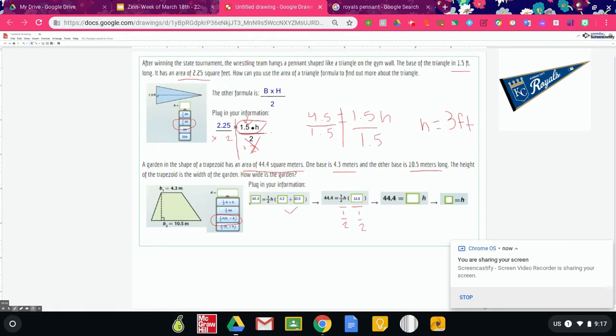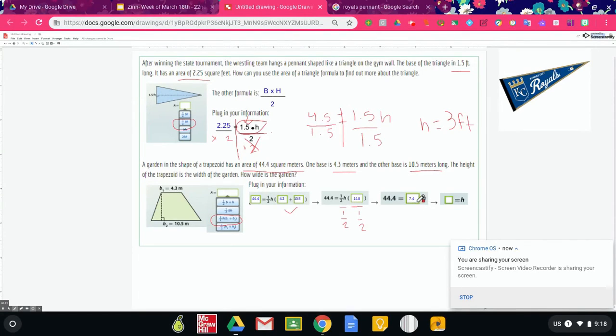And half of 14.8, well, half of 14 is 7, and half of 8 is 4, so 7.4. It's really not that hard. And now you're at the last step. This is what you guys have seen before. This is a one-step equation.